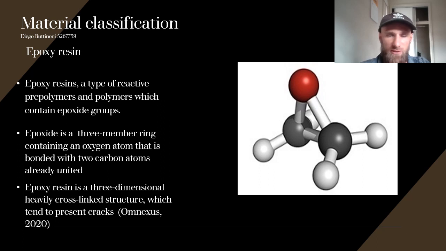For material classification, we can start from the epoxy resin that is a ring made of one atom of oxygen and two atoms of carbon. It is a three-dimensional cross-linked structure made of pre-polymers and polymers, and usually they tend to have a lot of cracks on it.